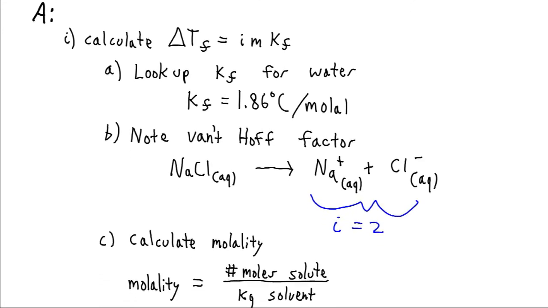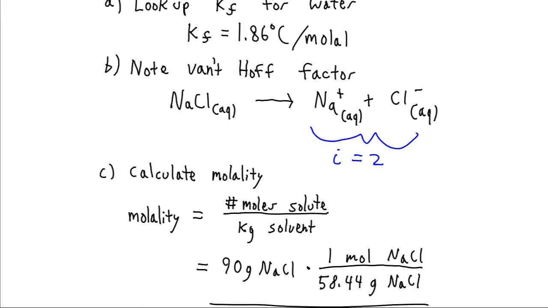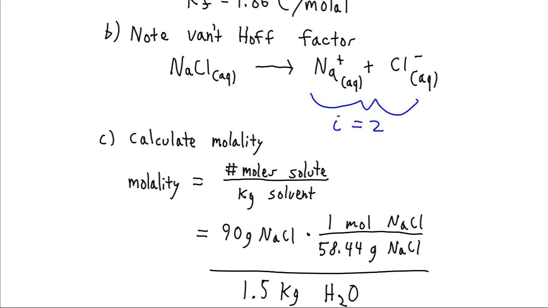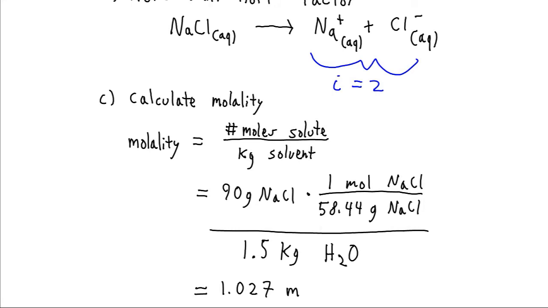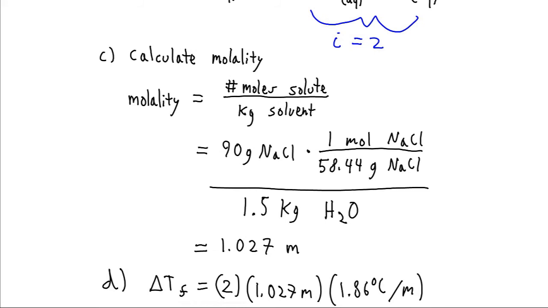Now our molality, we'll go ahead and plug in. So we had 90 kilograms of NaCl, which weighs 58.44 grams for every 1 mole. So that will get us into moles of NaCl. And a liter of water weighs about 1 kilogram, so we'll call this 1.5 kilograms of H2O. And this comes out to 1.027 molals as our molality. Now we have all the constants we need to go ahead and plug into our expression.